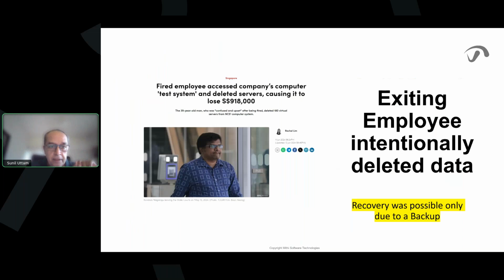Second, intentional deletion. This man was malicious. He deleted information and left the organization. They recovered it, no doubt. They're prosecuting this person legally, but there was a loss because of the time lost because of all those machines which were deleted. They lost almost, you could say, a million US dollars, Singapore dollars in this event.